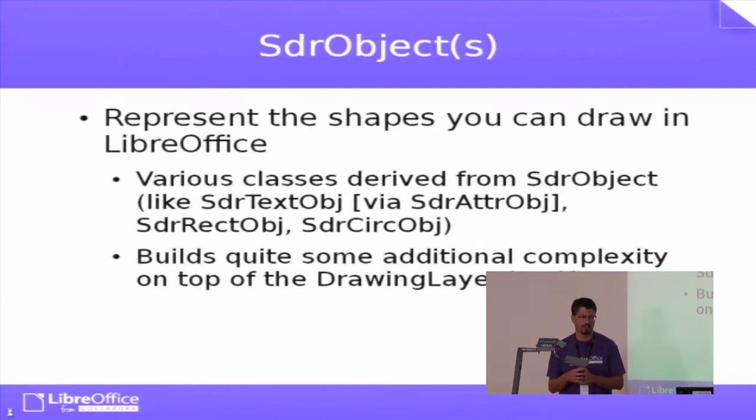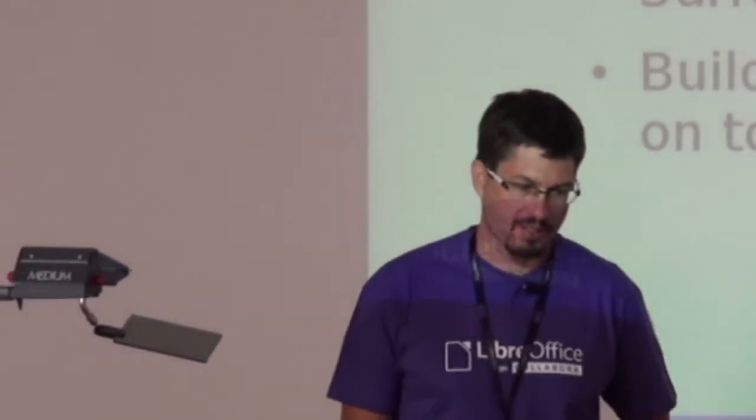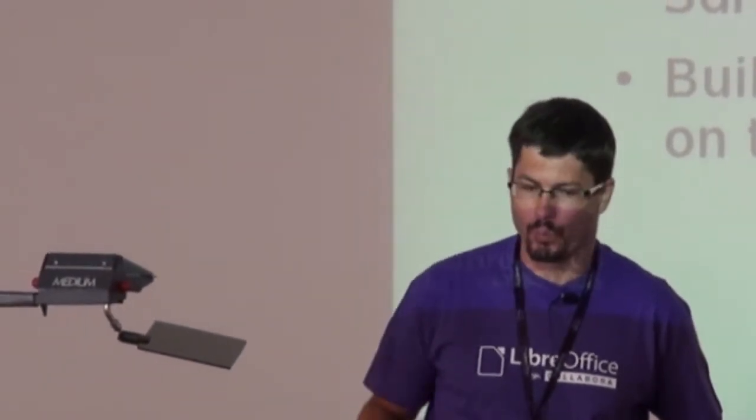From SDR object is derived SDR attribute object, from that derives SDR text object, from that SDR rectangle object, and from that, for example, SDR circle object. So SDR circle object is in fact a rectangle, which is a text, which is an attribute object, which is finally an SDR object. So yeah, that is it. This all builds some additional complexity on top of the drawing layer itself.